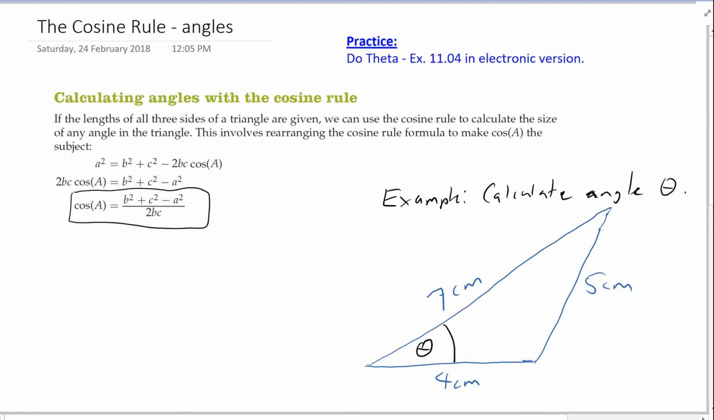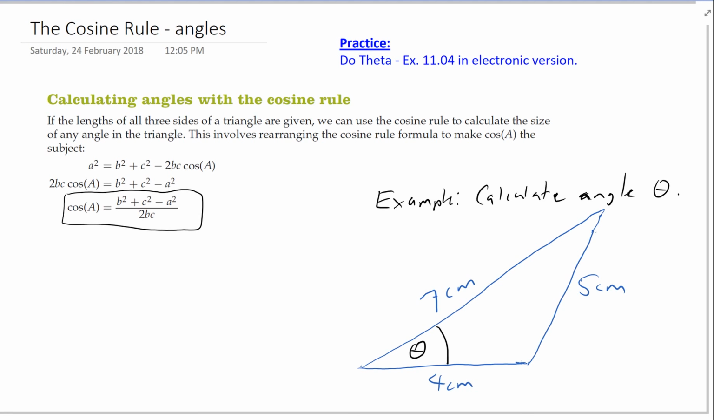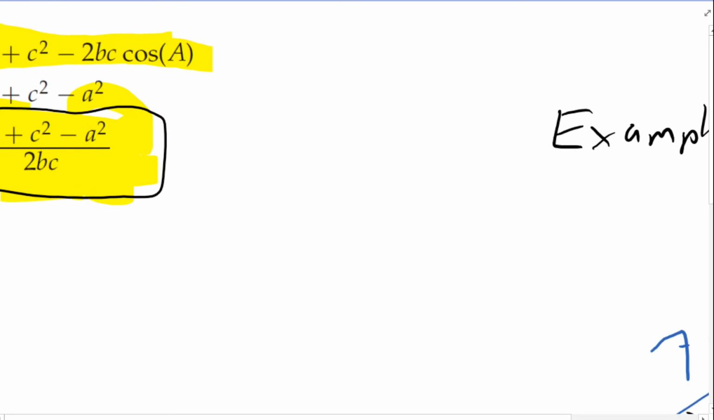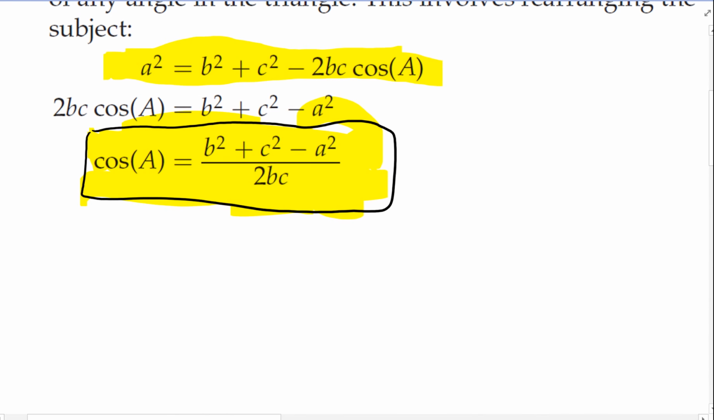So to find an angle, the formula that we use to find an angle using the cosine rule is just a rearrangement of the one we used when we found a side. So this one I've highlighted yellow. As you can see there, if you pause the video, that can be rearranged to get this one here, which is the one we're going to use today. So cos of A equals b squared plus c squared minus a squared, all divided by 2bc.